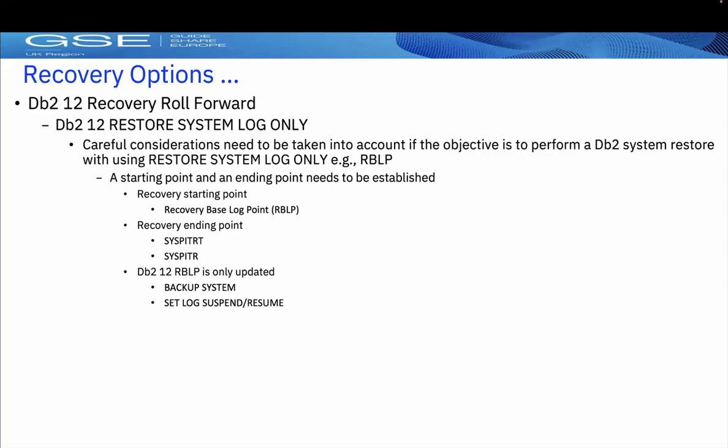We update it when someone issues a BACKUP SYSTEM, and I could probably do a show of hands here. If you're not an SAP shop, you're probably not using BACKUP SYSTEM. So there's a small piece of the audience that may be using it. And the only other way to update the RBLP in Db2 version 12 is to do a SET LOG SUSPEND and a SET LOG RESUME on all members. What a great availability feature. So to be able to do this in version 12, those are the two scenarios.